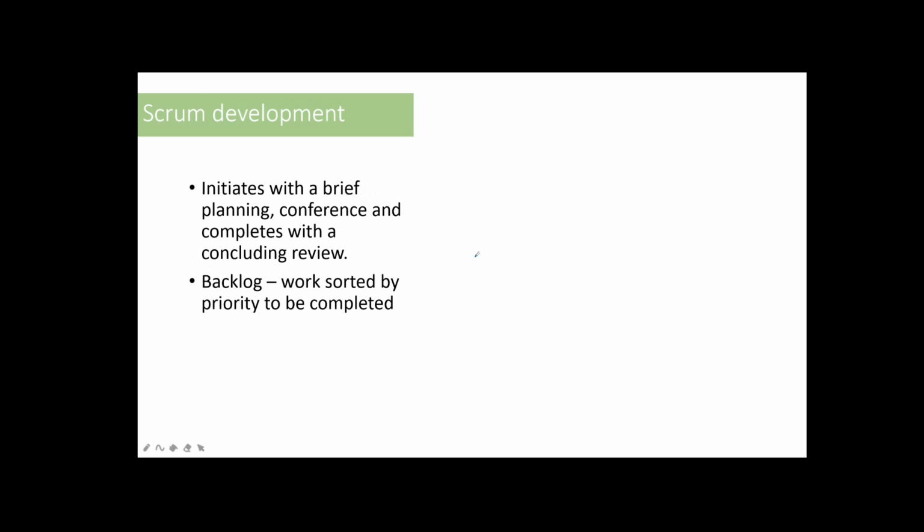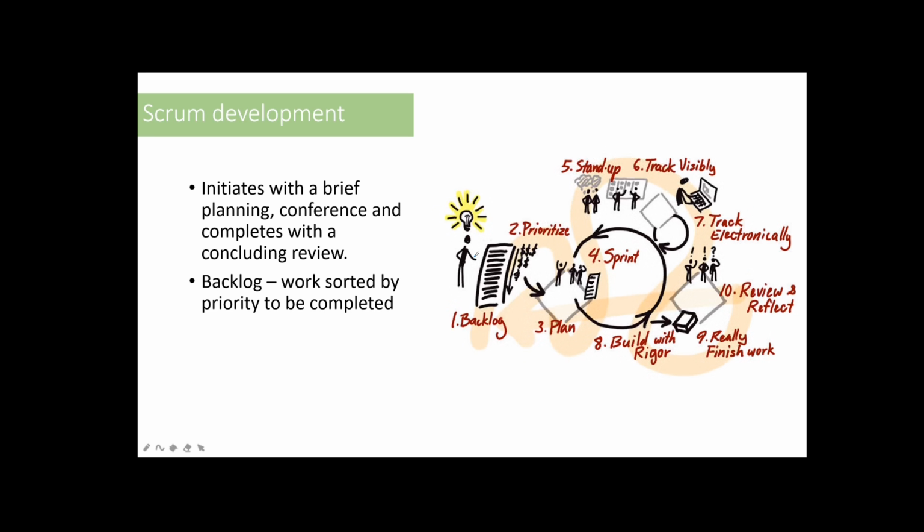Also, we have here the Scrum development. So this initiates with a brief planning conference and completes with a concluding review. This growth of methodology is used for prompt development of software that happens to include a series of iterations to generate the required software. So it is a perfect approach because it effortlessly brings you on track. So the goal of the Scrum methodology is to improve the productivity where progress is halted. So one of the key features of the Scrum include the creation of a living backlog of work sorted by priority to be completed in sprints or iteration.